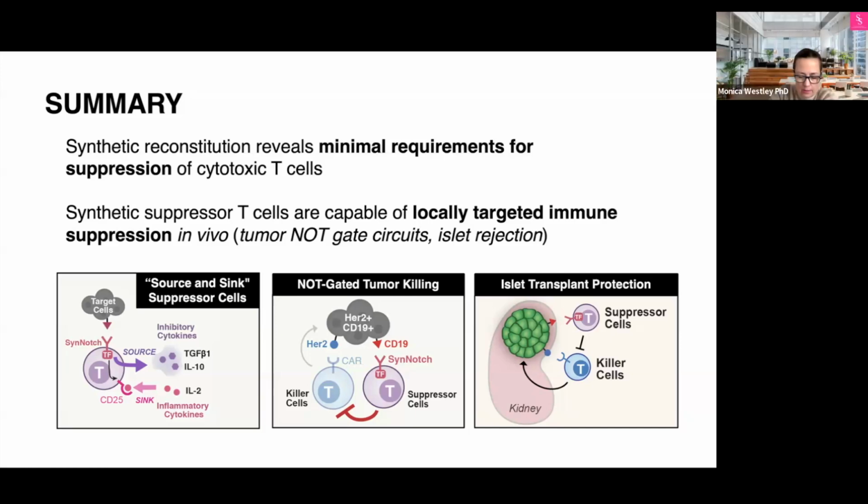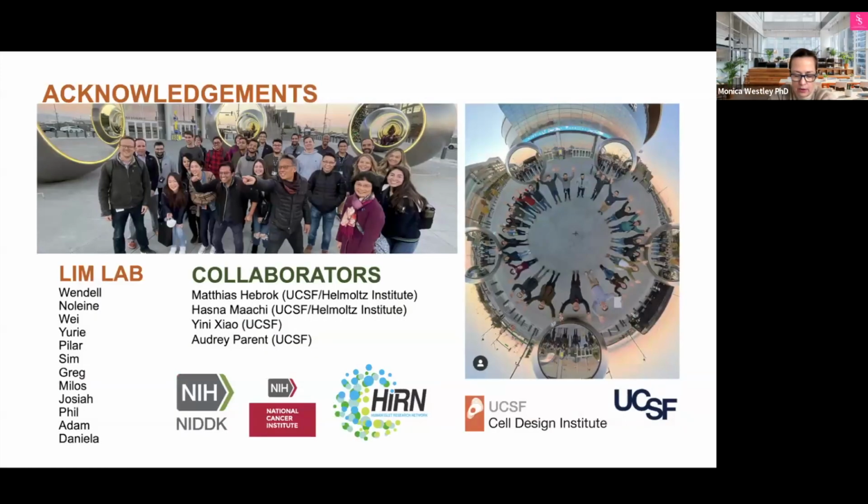Great. So are you continuing this work at MIT? I'm not, but people at the Cell Design Institute and Wendell Lim's lab and Audrey and others are still continuing this work. Great. Just harking back, what challenges do you or they anticipate in translating this technology from mouse models to humans?